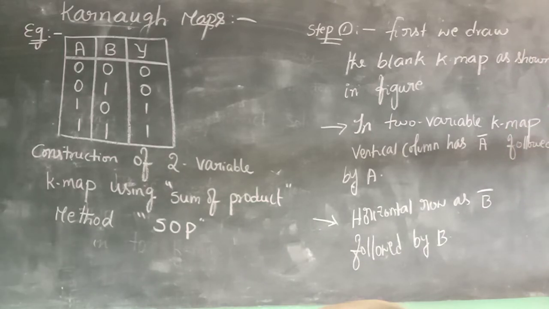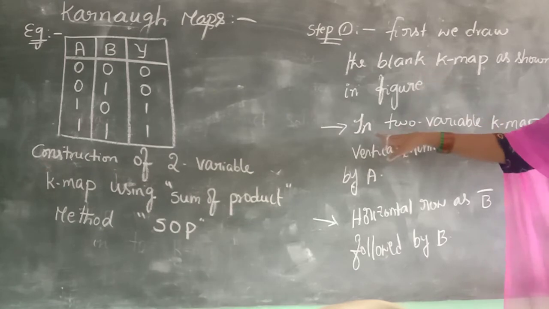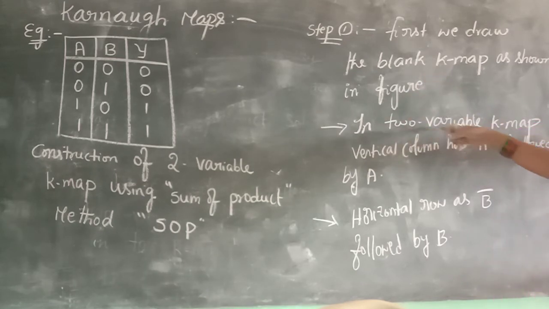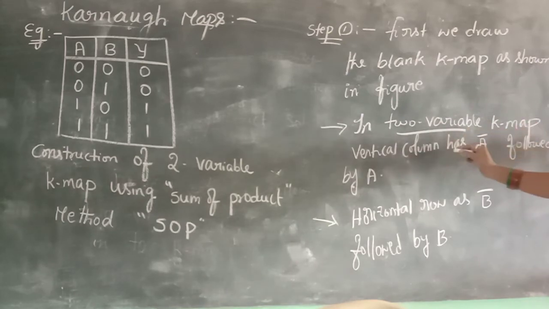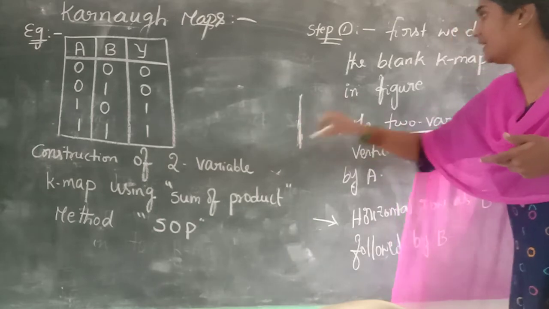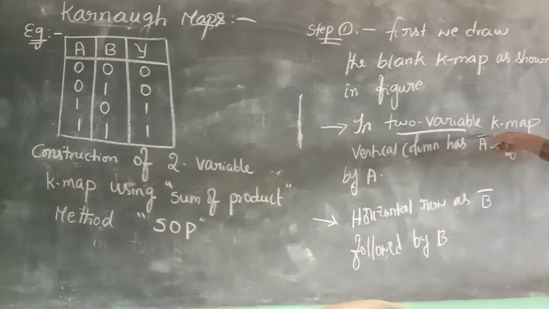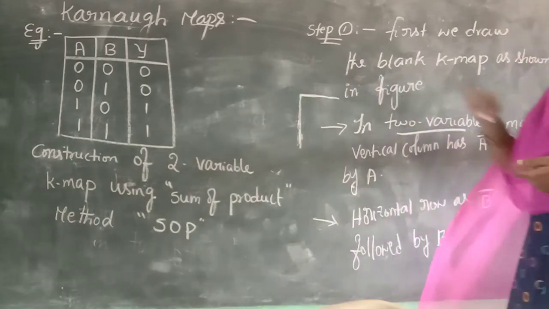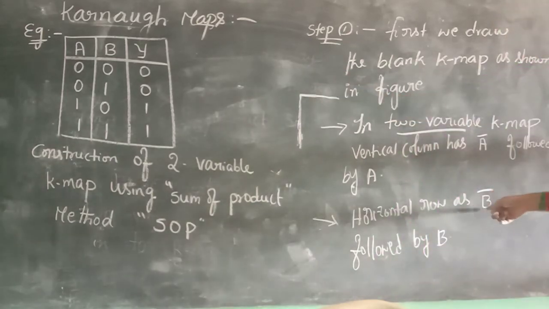What is step 1? First we draw the blank K-map as shown in the figure. In the two variable K-map, the vertical column has A bar followed by A, and the horizontal row has B bar followed by B.